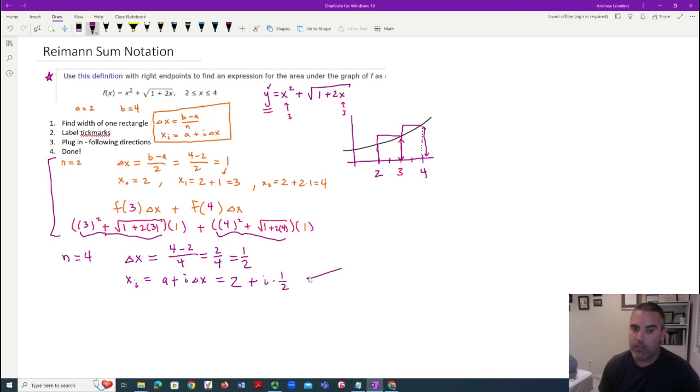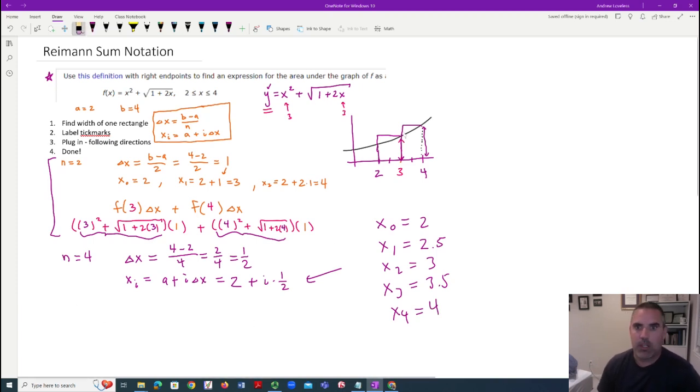And you can do that. You can do a quick double check to make sure that works. If you plug in 0 for i, you just get 2. If you plug in 1, you get 2.5. If you plug in 2, you get 3. If you plug in 3, you get 3.5. If you plug in 4, you get 4. There's our tick marks. So what would change?